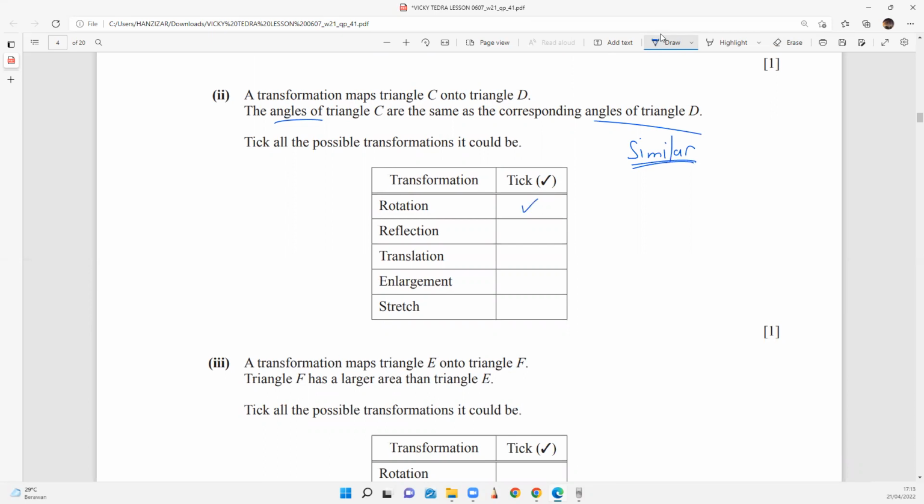It can be congruence as well. We don't have the clue. So similar or congruent. So it might be enlarged. Translate, yes. Reflection, yes. Stretch, no. Why? If you stretch, look at this.